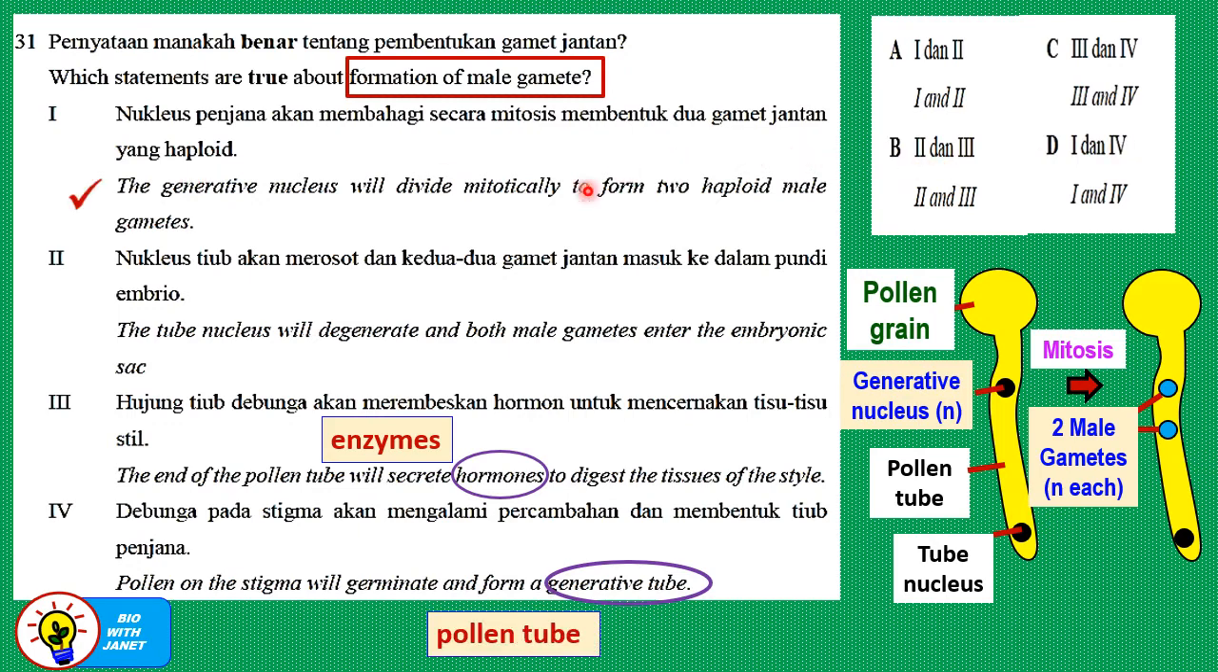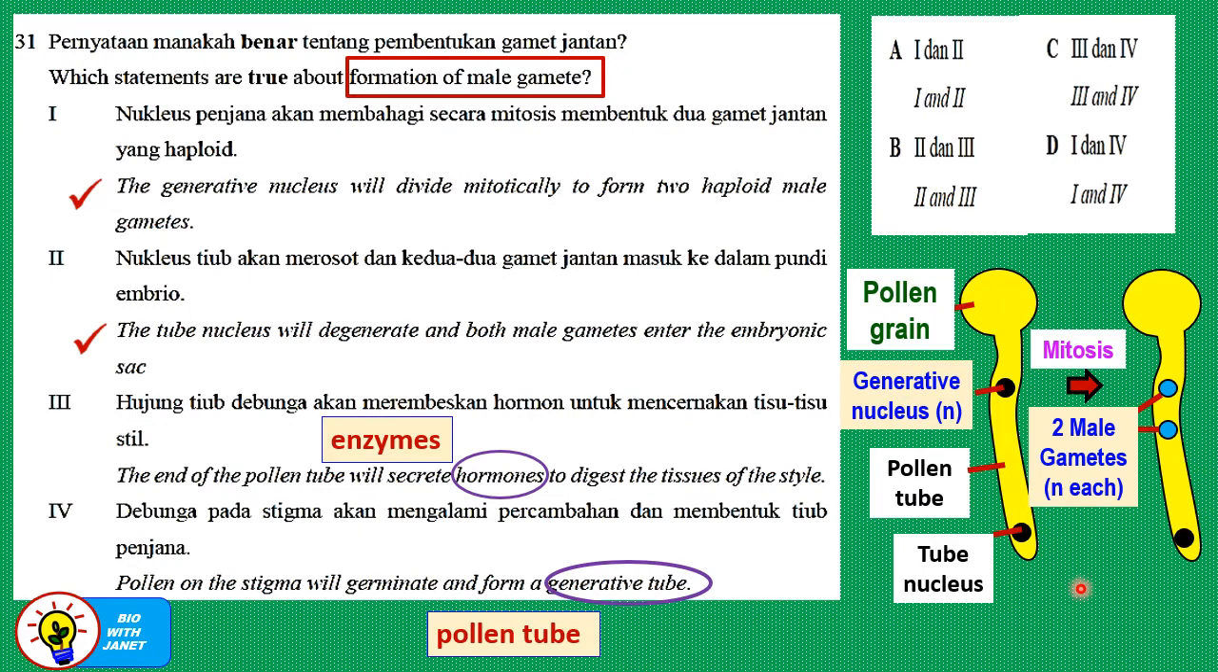Now, male gametes or male nuclei. Now, the second one: the tube nucleus will degenerate and both male gametes will enter the embryonic sac, right? So, when the pollen tube has reached the ovule, the tube nucleus will degenerate, correct? And both male gametes will enter the embryonic sac, or the embryo sac. So that's correct.